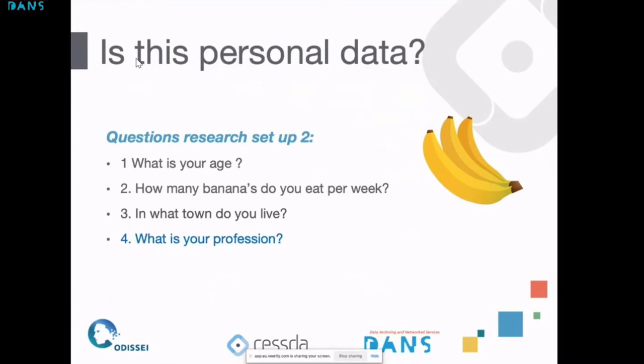Next, you might have a question such as, what is your profession? I would still consider it, okay, this is perhaps personal data. But if there's a very small team and a person has a very particular position, then it might well be personal data.